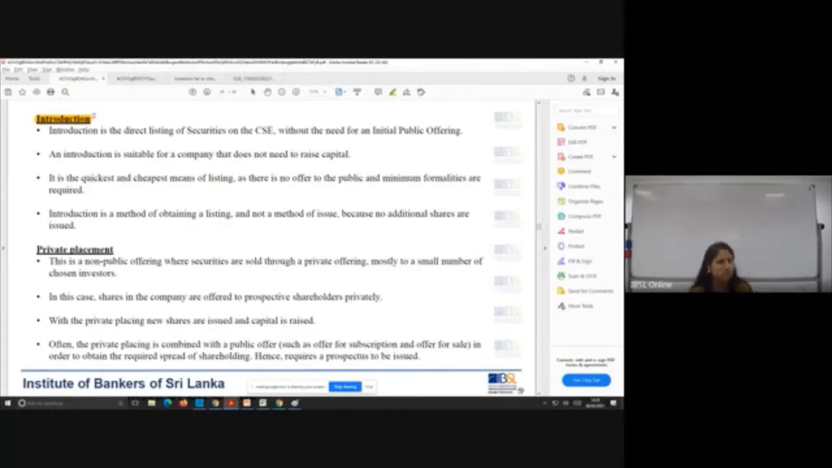So it's one of the easiest ways to get listed. You don't have to do a lot of promotions. You don't need the public to invest in your company because you're not issuing new shares, right? If you're not issuing any shares, there is no one to buy that share, which means no cash inflow. So it's one of the easiest methods for a company to get listed in the stock exchange. But be careful, this is a method of listing only. It is not a method of share issue. Why? In here, there is no share issue. You're just listing or introducing the existing shares to the market. There is no cash inflow as well. Okay. So remember that.